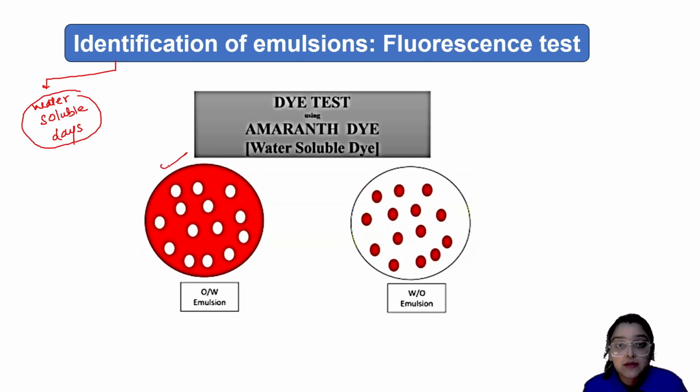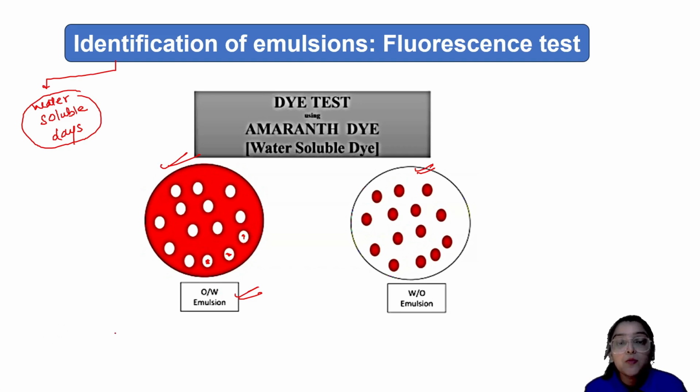Likewise, here you can see an oil in water type emulsion, where the oil droplets are dispersed in the water. If you use a water soluble dye, then the dispersion medium will get colored. But in a water in oil type emulsion, if you use the water soluble dye, only the water droplets will get colored. So you must keep in mind what type of dye you are using.